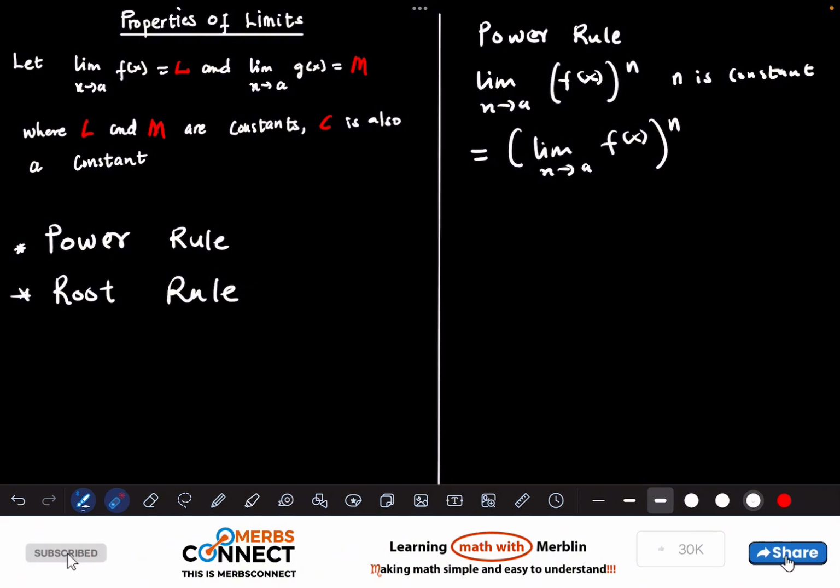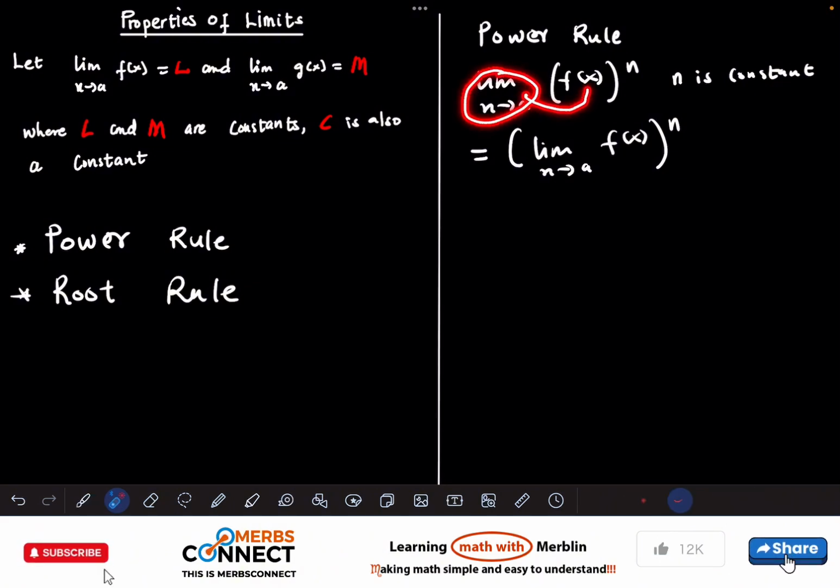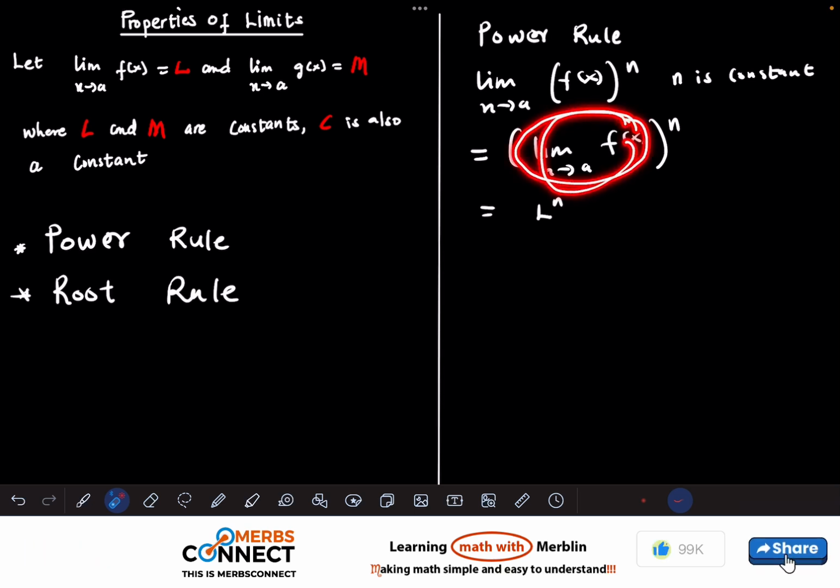So we can move the limit inside the parentheses and perform the magic here, and then after that we put the n on it. Since this is equal to L, we are going to have L to the power n. So that is the power rule. When n is constant, we can send the limit inside the parentheses and work on the function, get the result, then take the n. The result is L, and then the n will be on it.